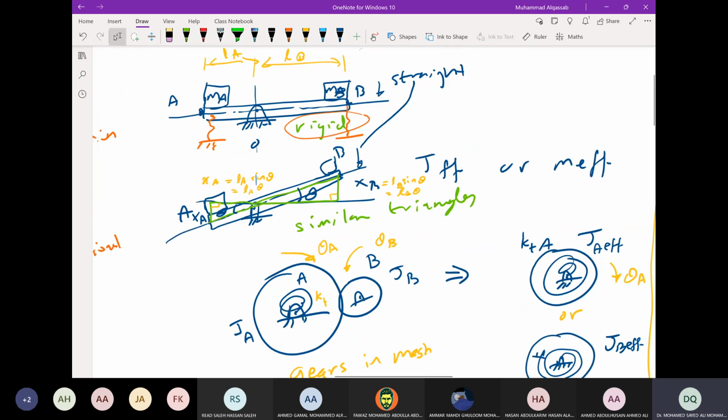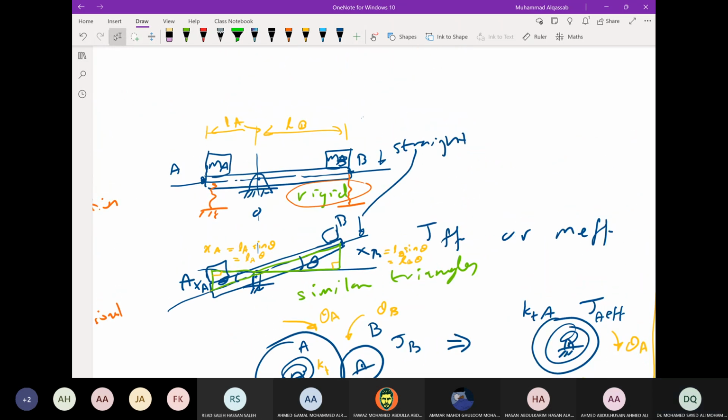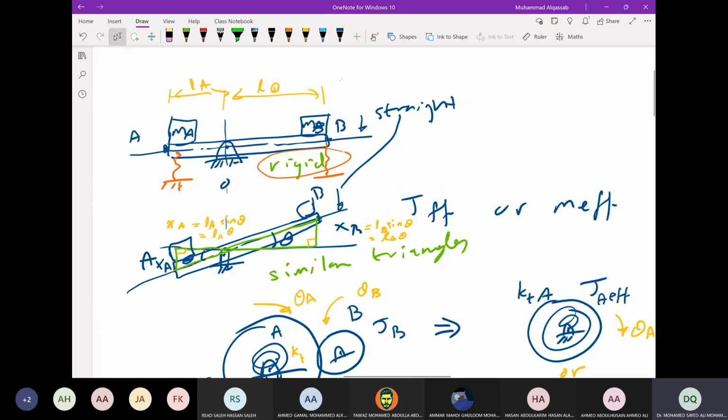Okay, so we have here, if I go back to this system, XA and XB are related from the similar triangles, so you can write that XA over LA equals XB over LB. And XA equals LA theta and XB equals LB theta. Those are the dependent equations.